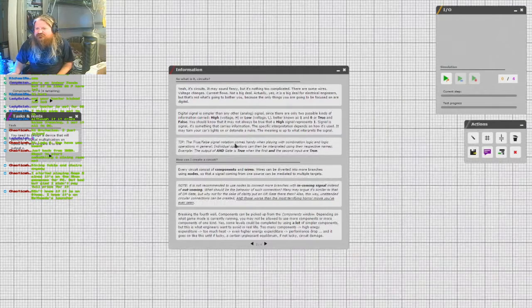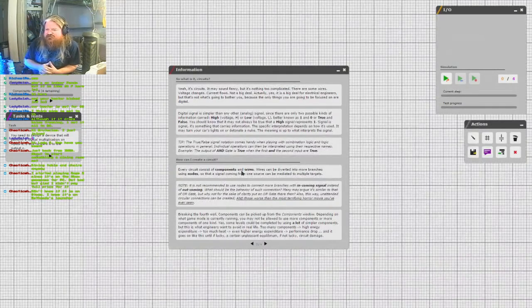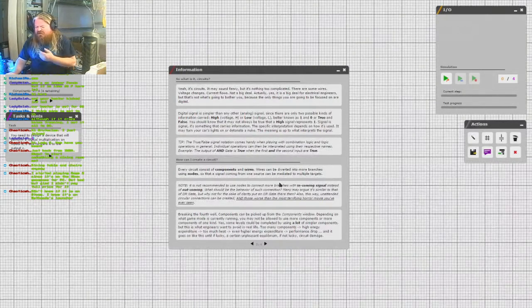Tip: true and false signal notation comes in handy when playing with combinational logic and logic operations. Individual operations can be interpreted using their respective names. Example: an output of an AND gate is true when the first and second input are true. Every circuit consists of components and wires. Wires can be diverted into more branches using nodes. So a signal coming from one source can be mediated to multiple targets.